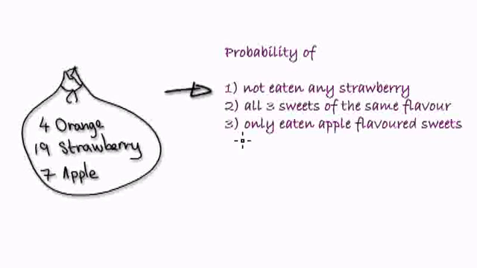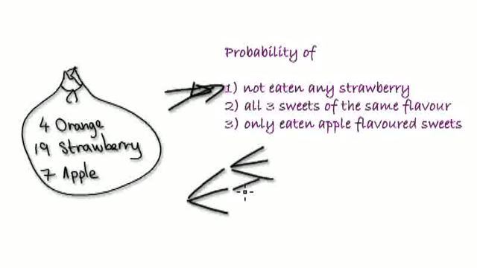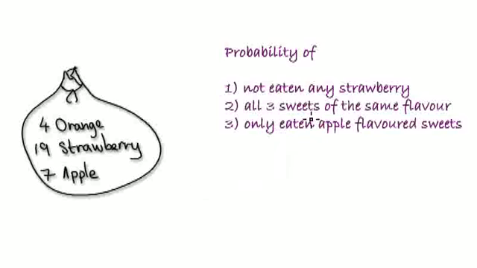So, for example, to answer this first one, you could draw a map of all the things that could happen. So, 1, 2, 3, and then 1, 2, 3, and then here you've got 1, 2, 3 coming out, 1, 2, 3 coming out. But that is quite tedious. If they're asking not eating any strawberry, maybe you could merge it like this.